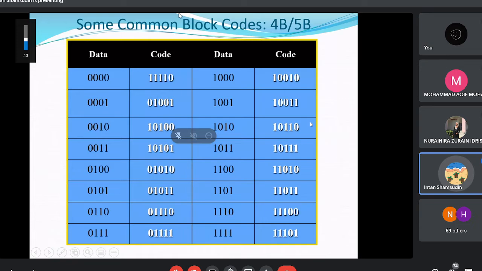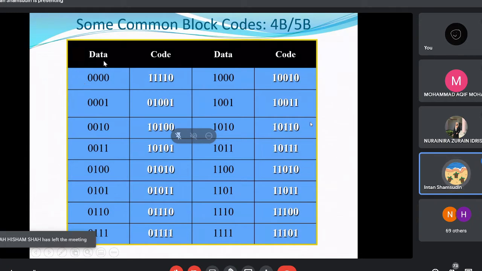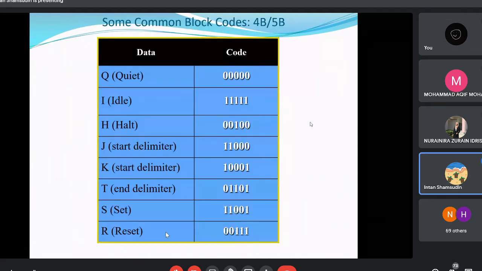So this is the data sheet for 4B and 5B, 4 bits slash 5 bits block coding. So for 0000 data, 4 bits, it will turn into 11110 code. So you see, here there are 3 consecutive zeros. For 5 bits, you can have just 2 at maximum.